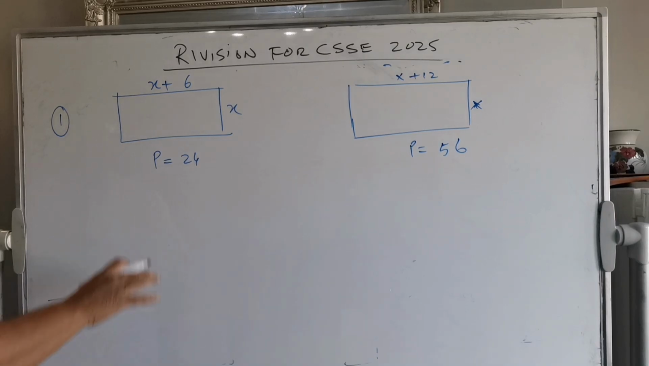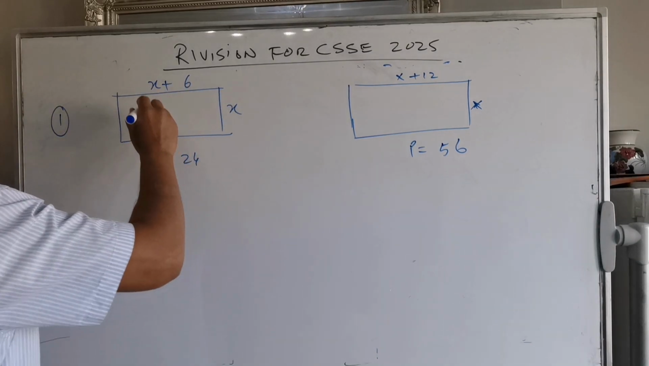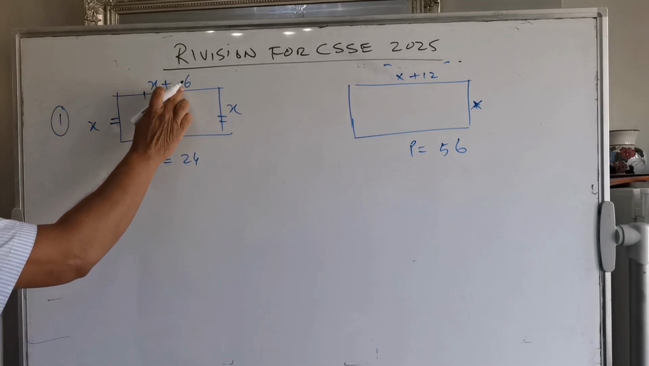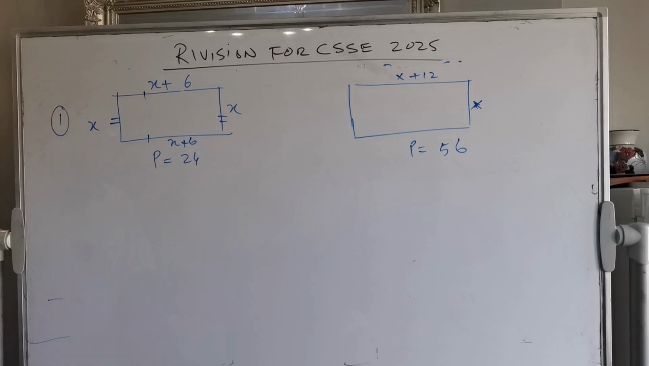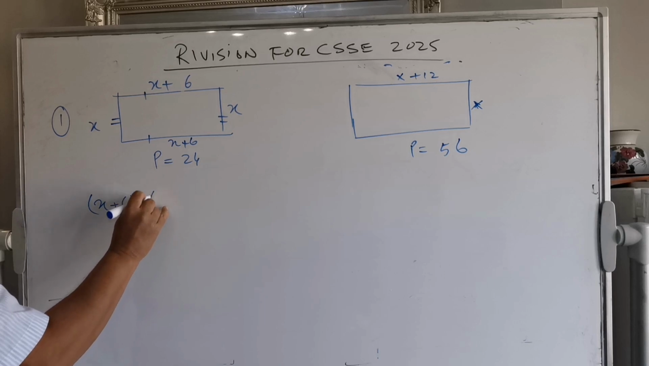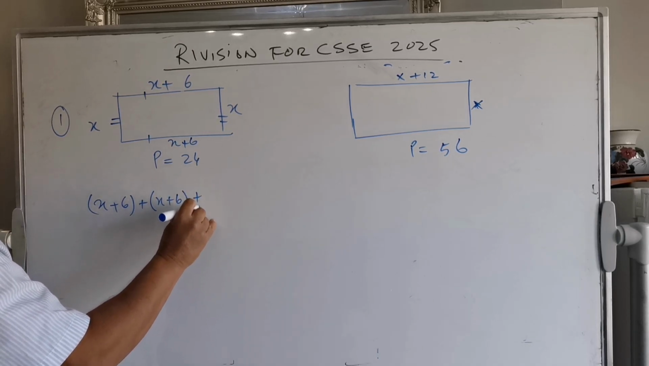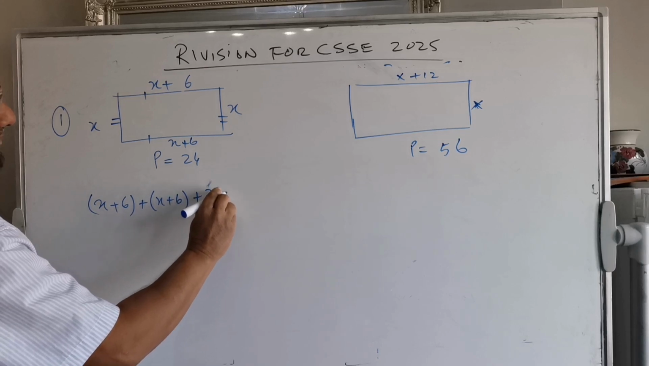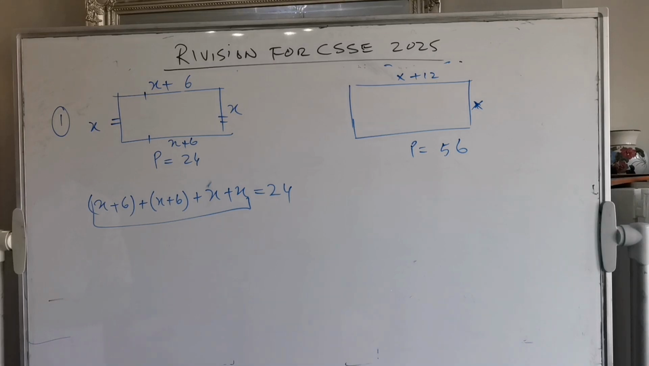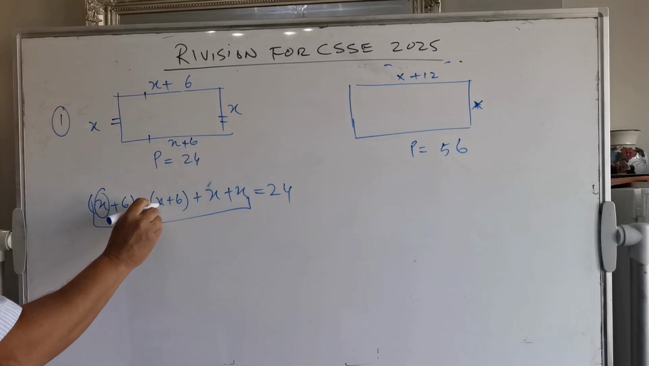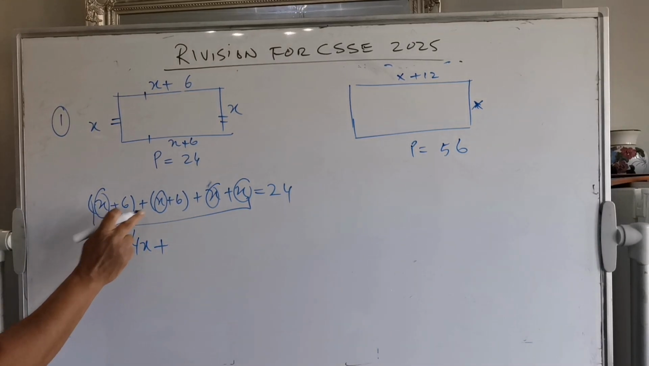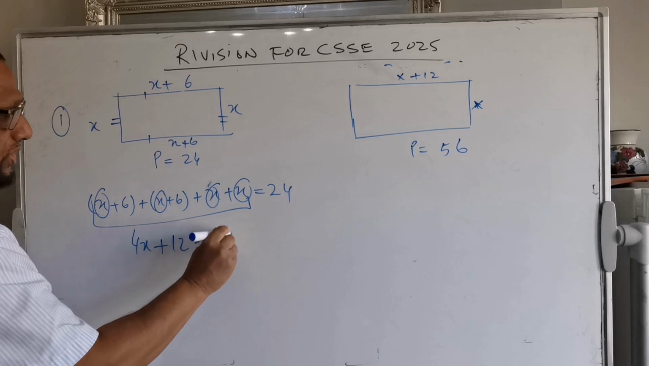Very simple. This is the shape of the rectangle. The rectangle has two pairs of equal sides, this one and this one. So this is x, so this is also x. This is x plus 6, so this is also x plus 6, and the perimeter is given as 24. So you need to add x plus 6, x plus 6, x plus x equal to 24. Add all these numbers. x, x, x, x. How many x are there? 4x plus 6 plus 6 is 12, equal to 24.